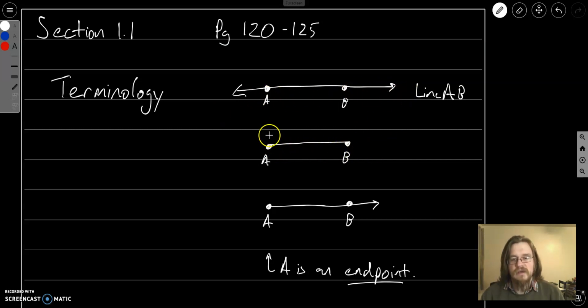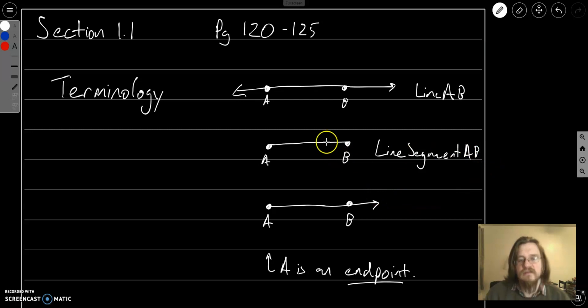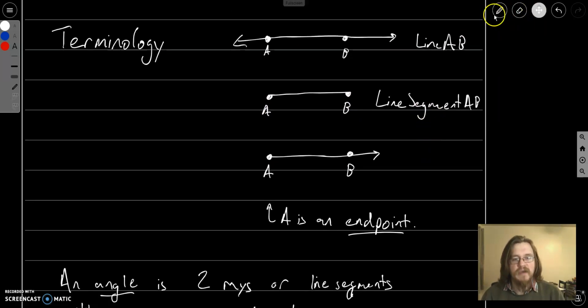Here, if we cut the line off at those 2 points, we will call this a line segment. And again, this will be the line segment AB. And here, maybe the direction matters. Maybe we want to start at A and end at B. So BA would be the same line segment, but in our head we'd be thinking we'd be going the opposite direction. The only place where the direction really matters is here.